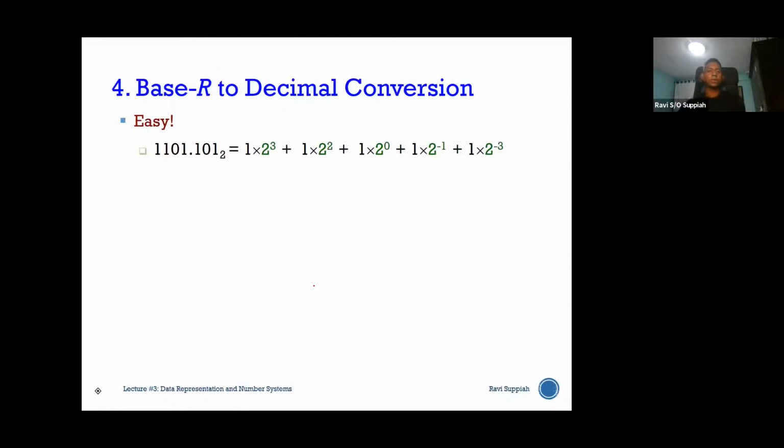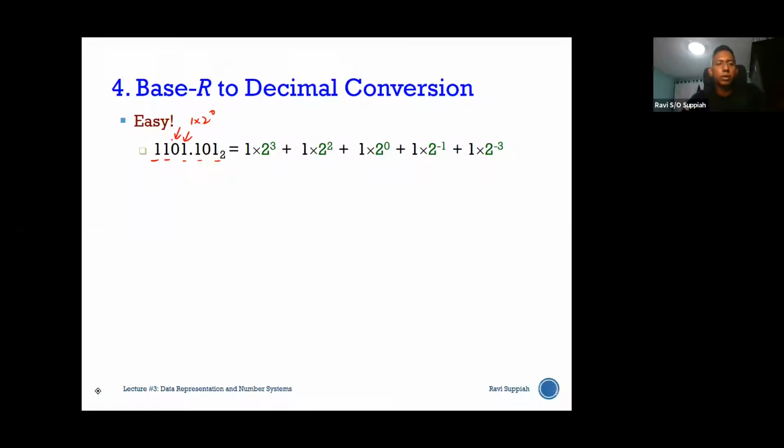Now let's look at this. If I look at this example here, I have 1101.101, and I'm told it is base 2. Since it is base 2, all I need to do is follow the convention, which is that everything has a weighted position. So this is 1 times 2 to the power of 0. Since 0 times anything is always 0, I can ignore all the zeros in my calculation and only focus on the ones.